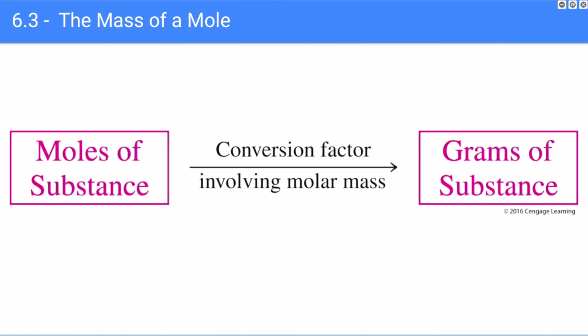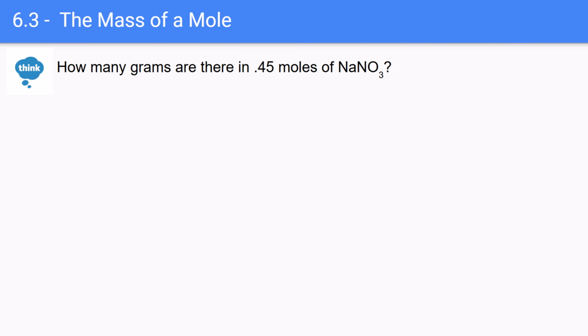So given the moles of the substance, we can use a conversion factor involving molar mass to go to grams of a substance. Remember, the numbers on the previous slide are how many grams there are in 1 mole, just like what we discussed previously. The 1 always goes with the moles when we do these types of conversions. So let's continue our work with an example here.